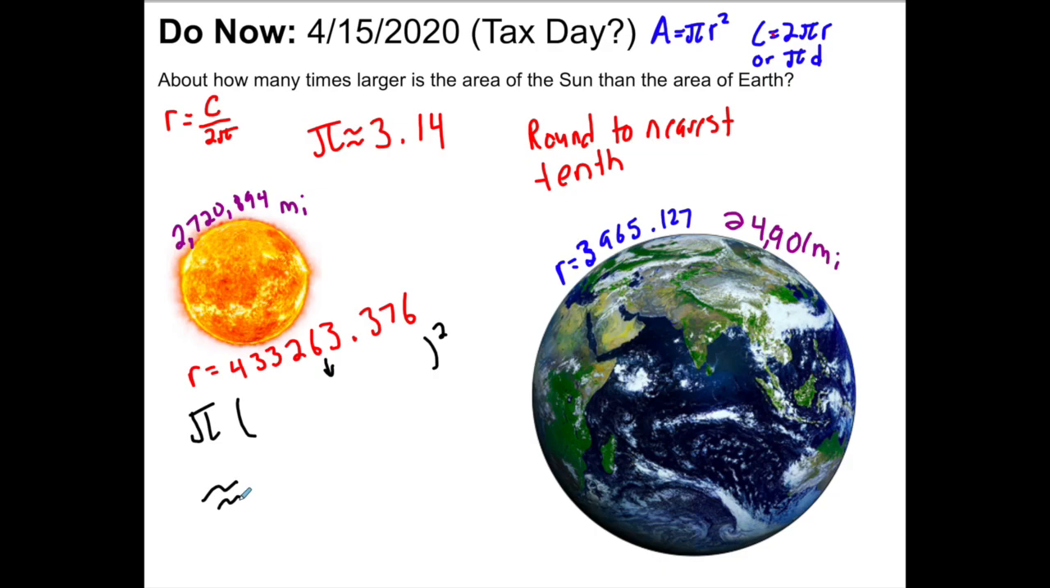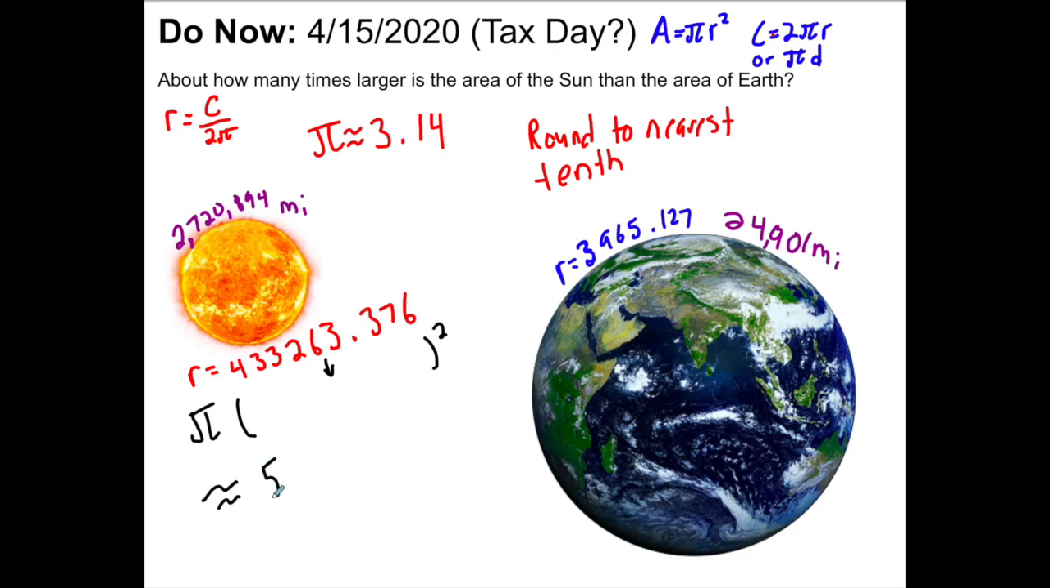Unfortunately, I don't have my TI simulator anymore, so I'm just typing in what I'm doing. So I'm typing in 3.14 times, open parenthesis, 433,263.376, close the parenthesis and square. And what I get is a huge number.